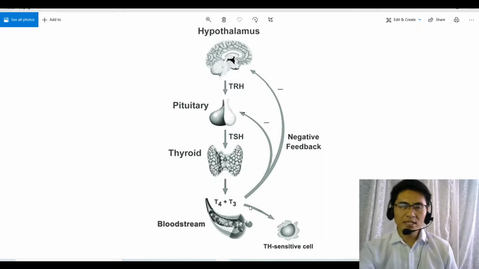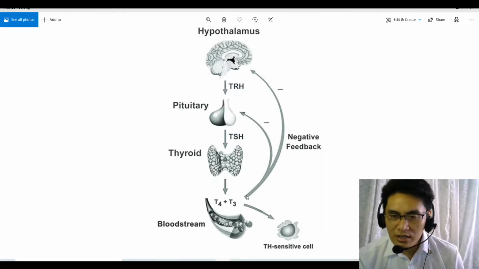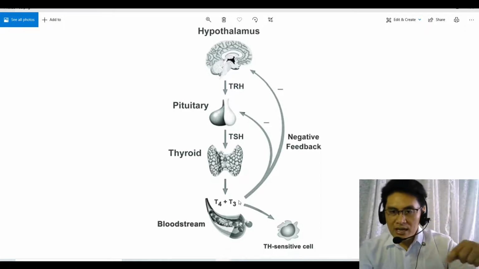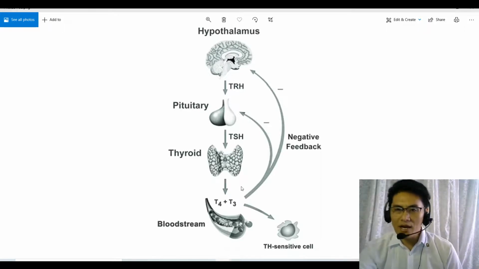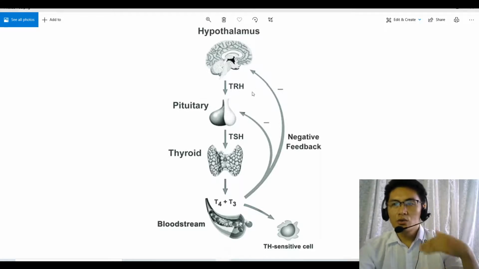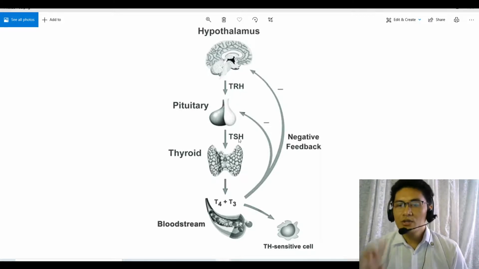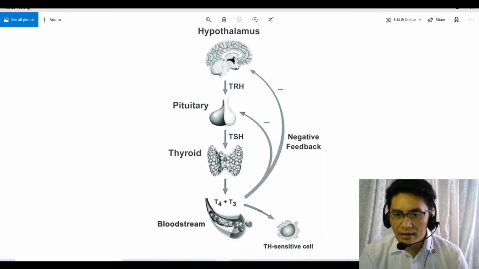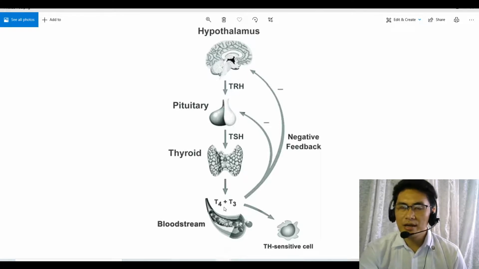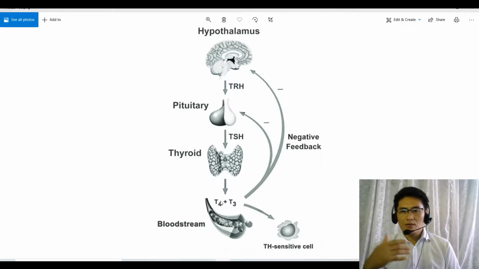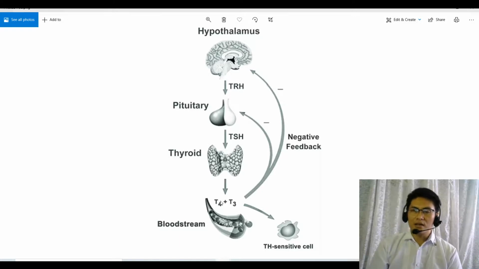So for example, there has to be a limit of the concentration for the T3 and T4. And when that limit is reached, it would actually tell the pituitary and also the hypothalamus to decrease or altogether stop the production of TRH and TSH, so that the thyroid gland can also stop producing T3 and T4. Because you see, if we only have all positive feedbacks, then the T3 and T4 will keep on increasing and increasing and increasing again and again.